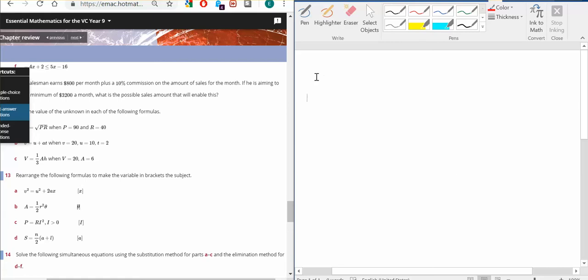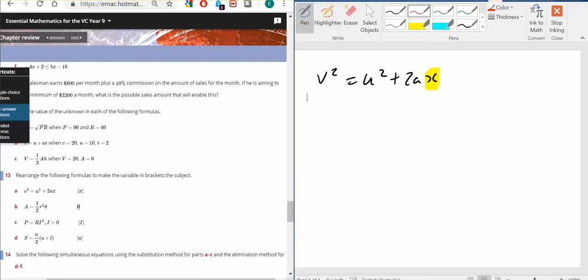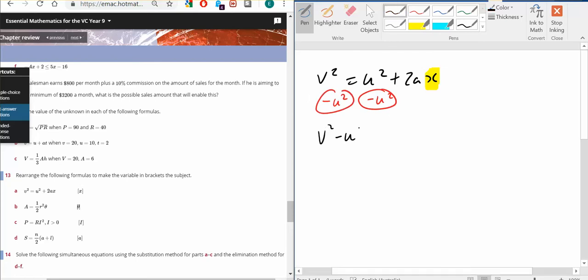I've got v squared equals u squared plus 2ax. I want to make x the subject. So in order to isolate the x, I need to get rid of the u squared first. So subtract u squared from both sides. So v squared minus u squared equals 2ax, because that cancels that.